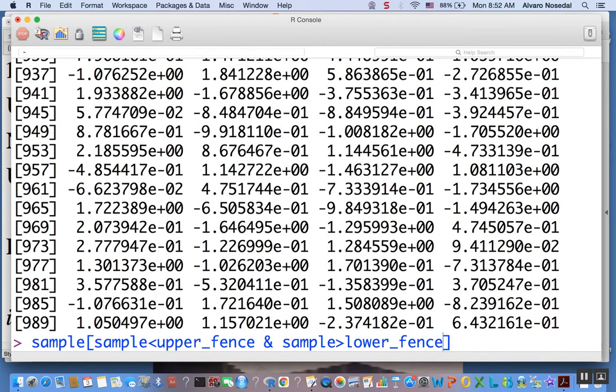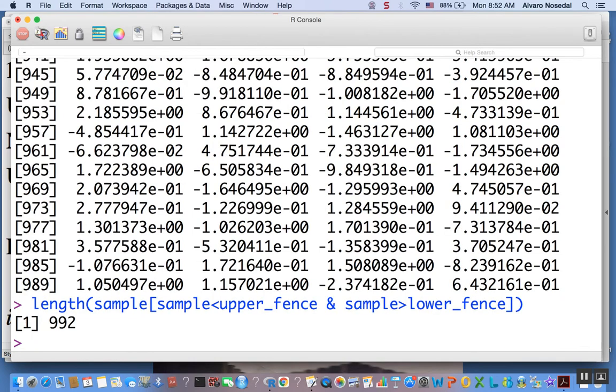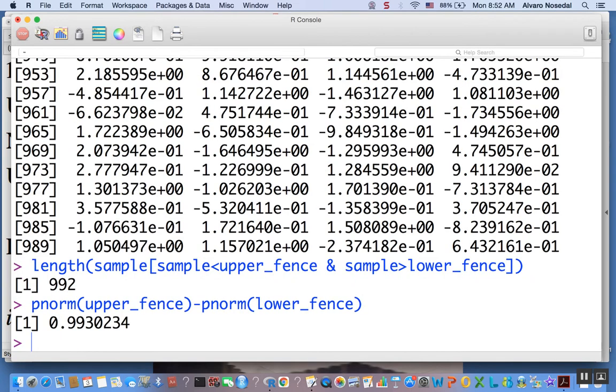So those are the ones that satisfy that. Now with the following command, length, I'm going to count how many I have. 992. Okay, so it makes sense. It's very close to what the theory is telling us. Make sense? Yeah, because remember what we had here in theory. So really close.